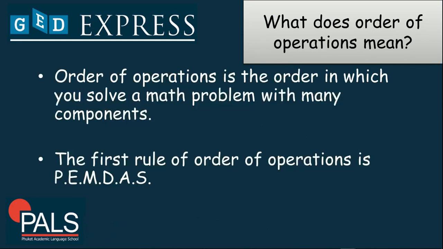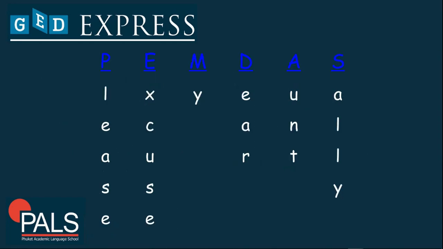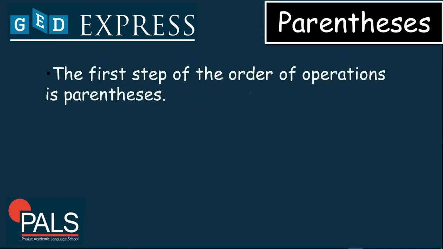Order of operations is the order in which you solve a math problem with many components. The first rule of order of operations is PEMDAS. If you want to memorize this acronym right away, you can use the mnemonic "Please excuse my dear Aunt Sally," which I will discuss on the next slide.